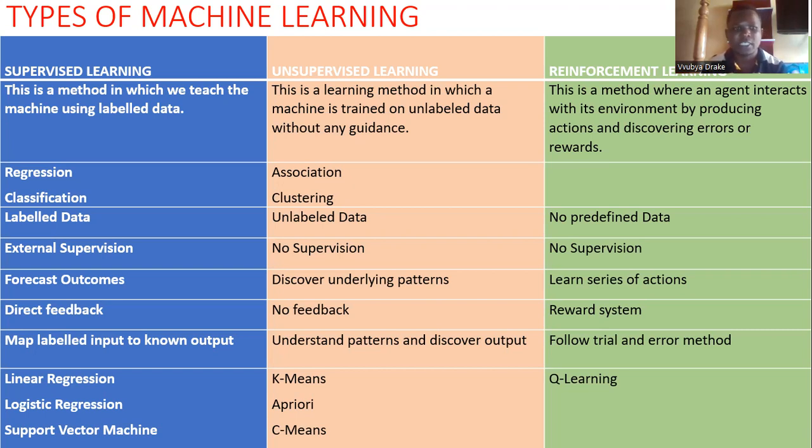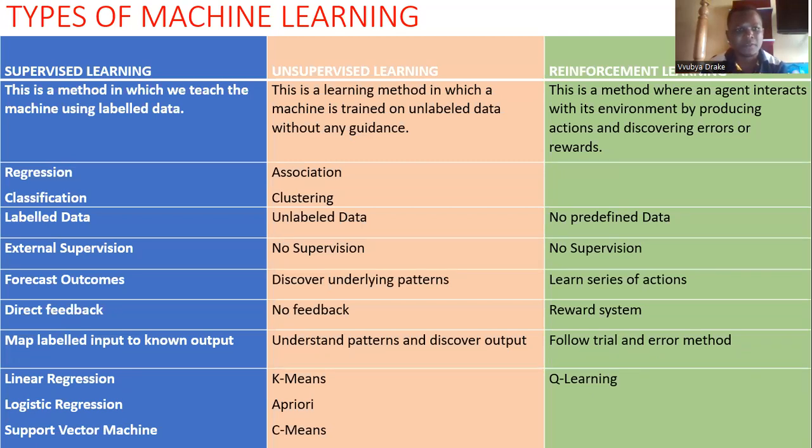So we have different types of learning. In supervised learning, we have regression and classification. In unsupervised learning, we have association and clustering. As I've already said, in supervised learning we use labeled data. In unsupervised, we use unlabeled data. And for reinforcement, we don't have any predefined data. It's just a set of actions.